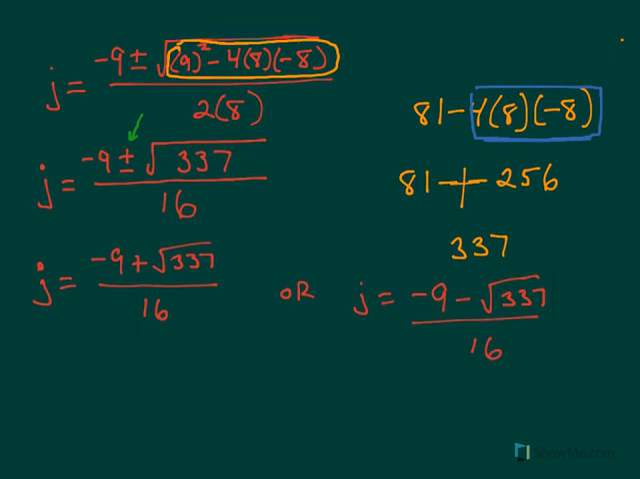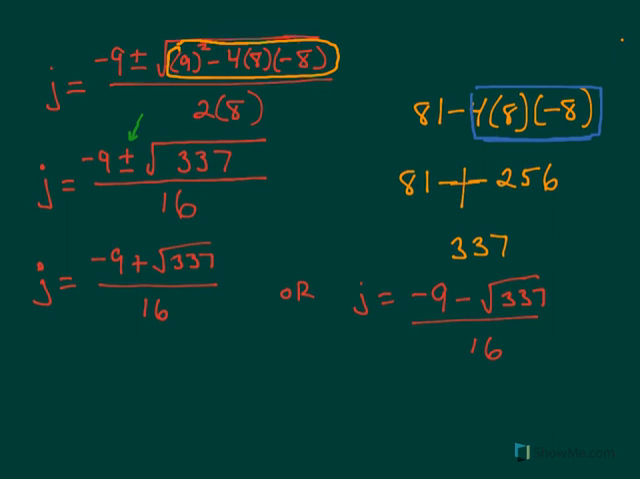And IXL.com is going to ask you for the decimal approximation of this. So you're going to want to do this on the calculator. Just make sure you follow the correct order of operations. You're going to want to do the square root of 337 first, and then add that to the negative 9, and then divide by 16.